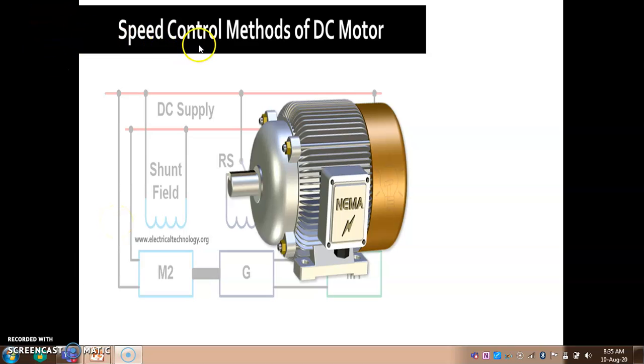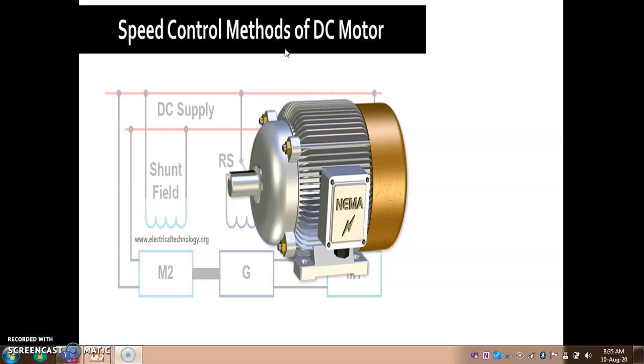Speed control method for DC motor. In this lecture I am going to discuss the speed control method of DC motor.